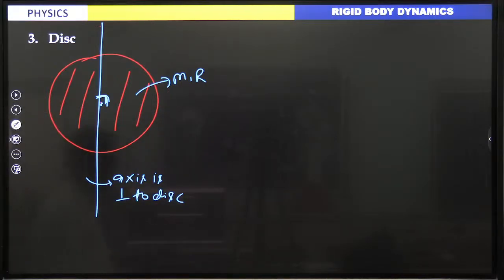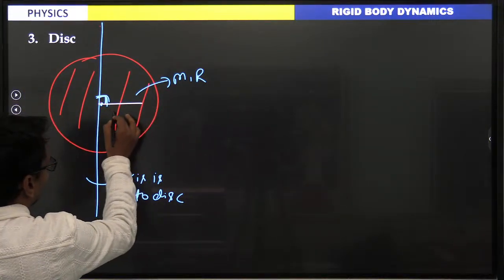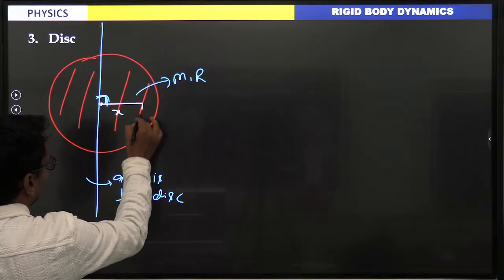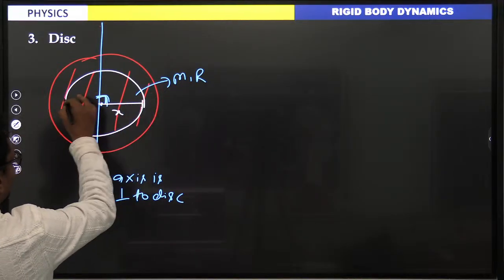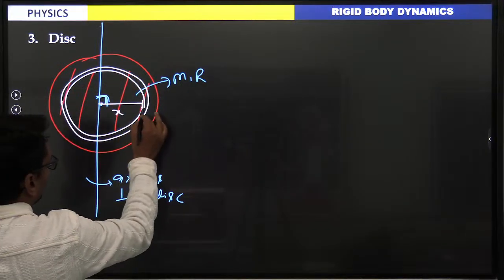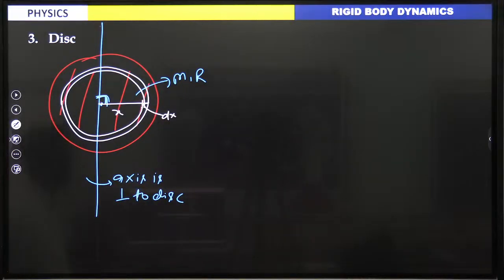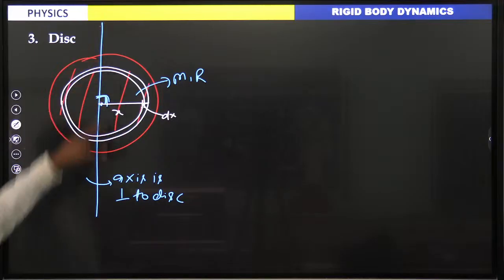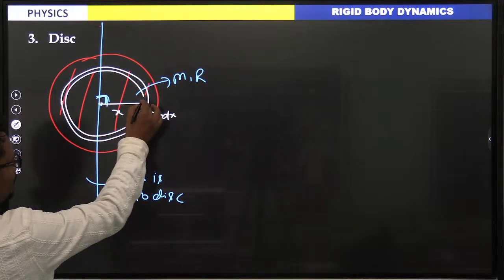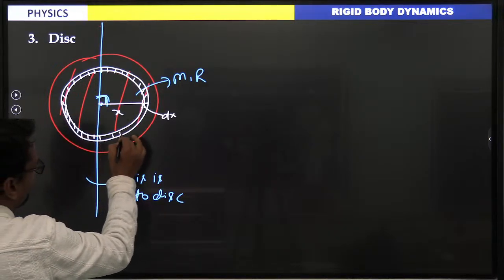Then this is also a simple observation. You can look here by taking the elementary cut at a distance x from the center, in this way. This is the elementary cut of dx length. Then how will I find the moment of inertia of this disc about this axis? First of all we take the elementary cut of this disc at a distance x from the origin, and it looks like this.